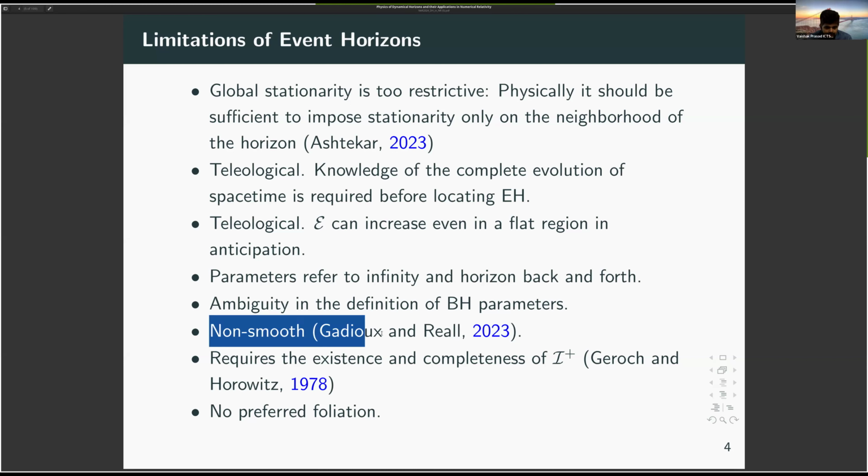Recently, there has also been research that indicates that event horizons can be non-smooth. They can have creases and they can have corners. Furthermore, it's known that one would require the existence and completeness of future null infinity because of the very definition of the event horizons in order to define it.